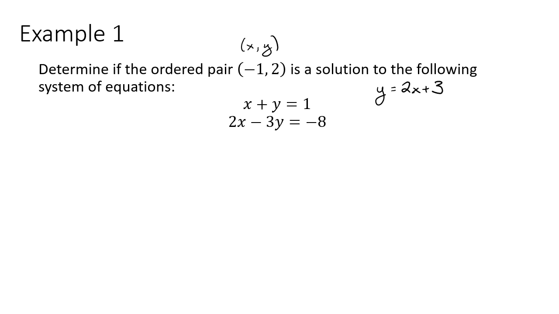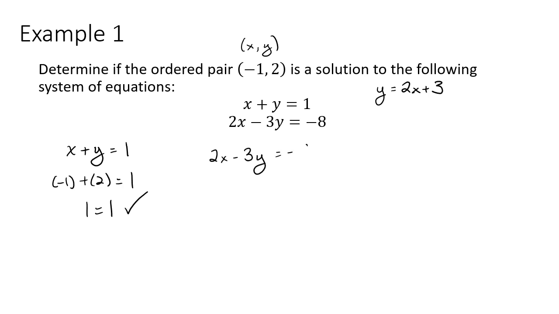x plus y is equal to 1. So if we plug in an x of negative 1 and a y of 2, we get negative 1 plus 2 is equal to 1, which is true. 1 is equal to 1. So the ordered pair works as a solution to the top equation, but we also have to check it in the bottom as well.